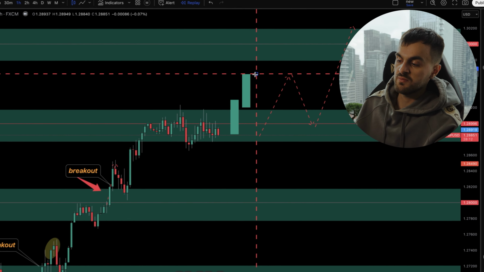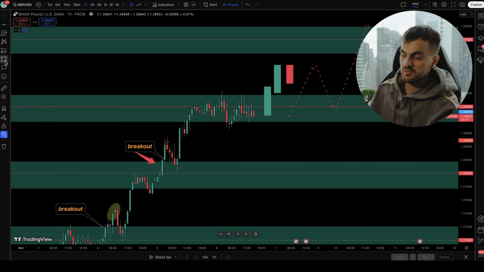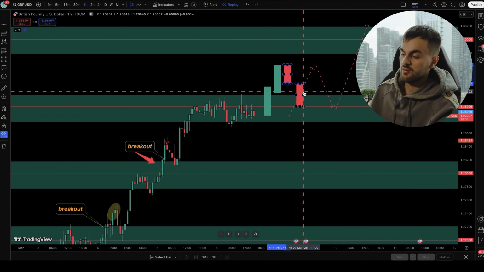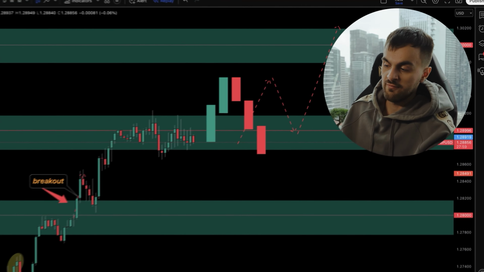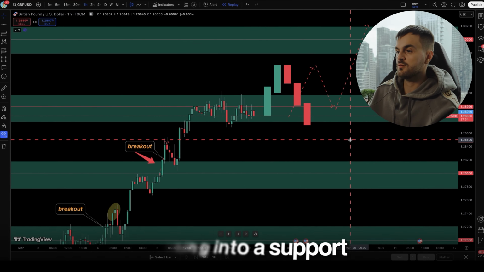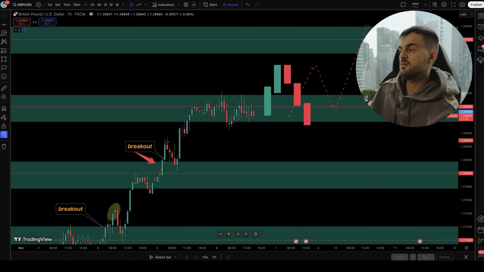Then we could anticipate the market coming back down with red candlesticks, so bearish, to come back to the breakout level, AKA the retest zone. And then from there, we could anticipate that turning into a support. That's how we could do something called forward thinking in the market.